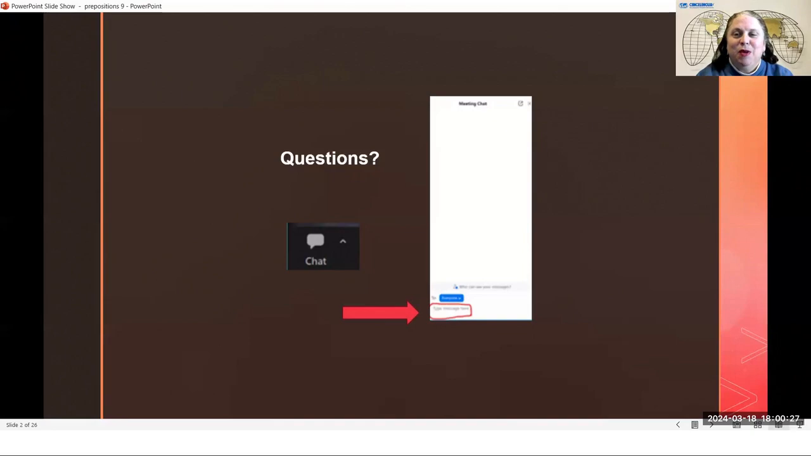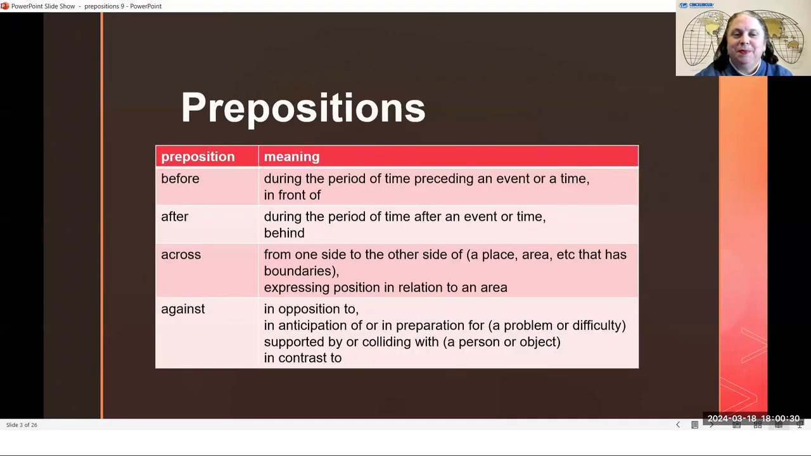Let's get started with our first preposition. Our prepositions today are before, after, across, and against, and they have a few different meanings. Before can mean during the period of time preceding an event or a time. Before can also mean in front of. After can mean during the period of time after an event or time, or it can mean behind.